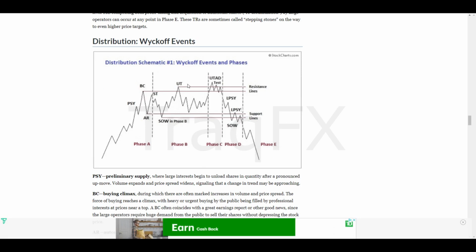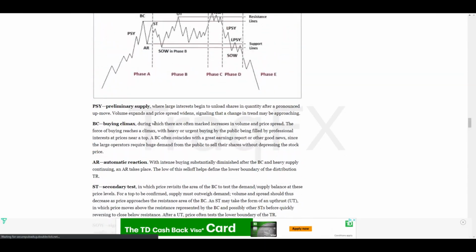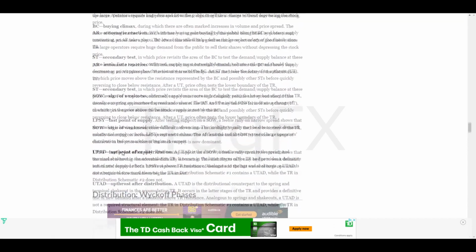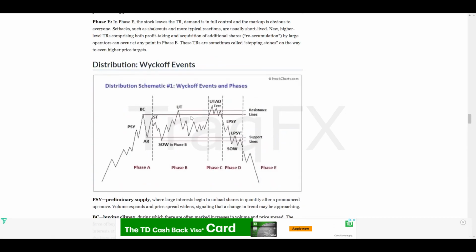So after the sign of weakness, we have an upper thrust. This is the exact same thing as a ST and B, rather in a distribution it's called an upper thrust. This is basically the market clearing any liquidity of the ST and the BC. I don't know why they don't have the UT here for some reason. It's really weird, but just take my word for it. That's what it is.